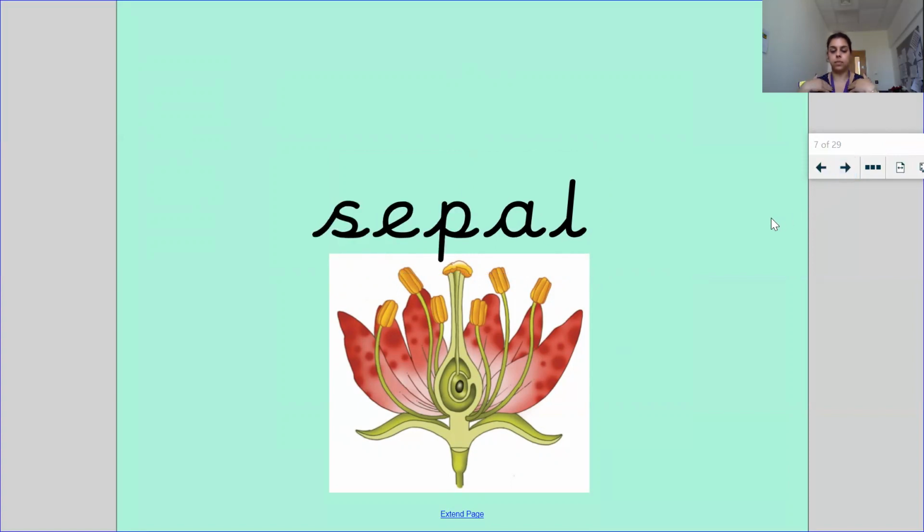Sepal, sepal, sepal. Good. The sepal is this green bit down here. Remember, that protects the plant before it's managed to open up.